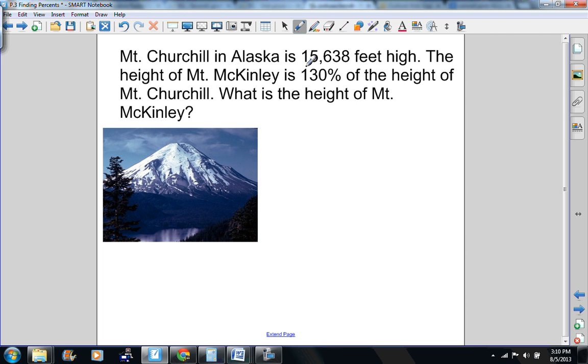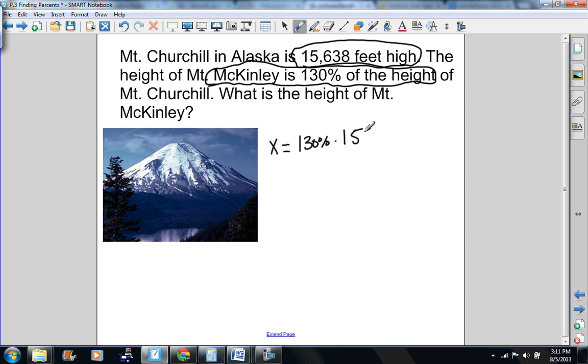So when I go through this, the key word is here. Mount Churchill of Alaska is that high. Mount McKinley is 130% of the height of Mount Churchill. So it sounds like our sentence: Mount McKinley is what we're trying to figure out, so this is going to be our x. That equals 130% of the height, so times the height of Mount Churchill, which is right there, 15,638 feet. So now we have our sentence created.